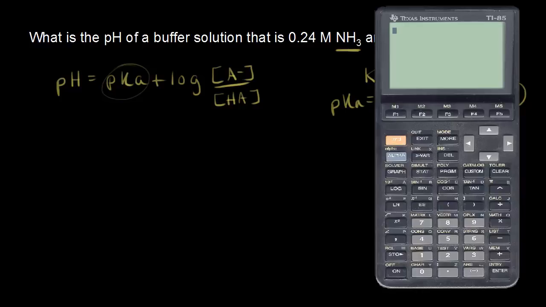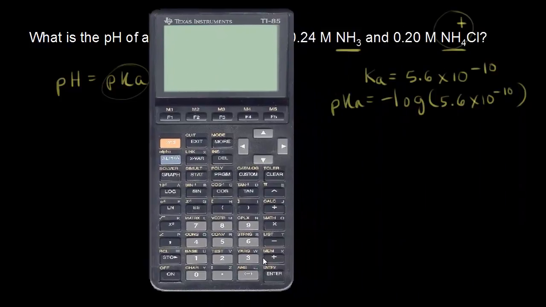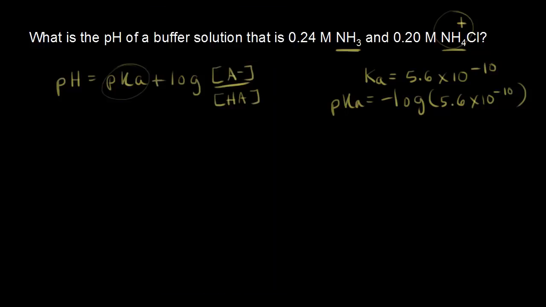So let's get out the calculator and do that math. The negative log of 5.6 times 10 to the negative 10 is going to give us a pKa value of 9.25 when we round. So pKa is equal to 9.25. We're going to plug that in to our Henderson-Hasselbalch equation right here.